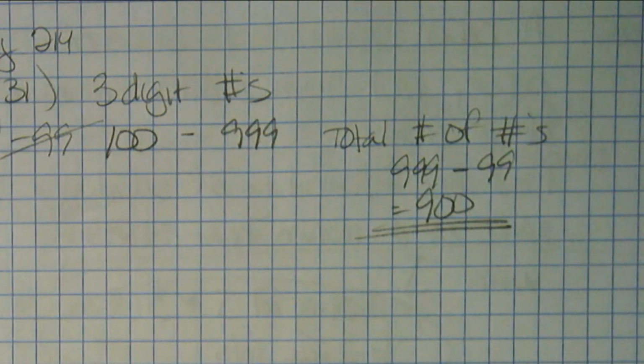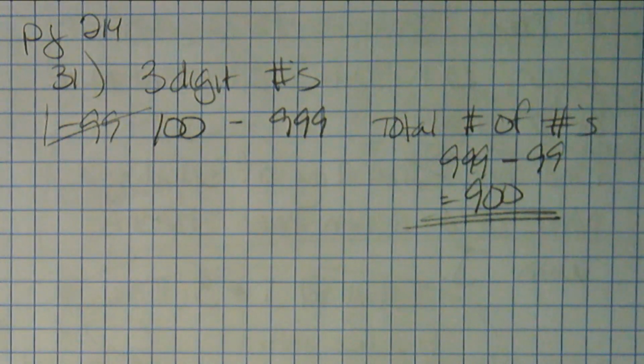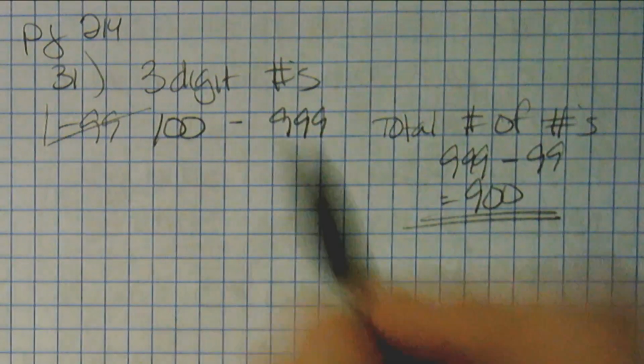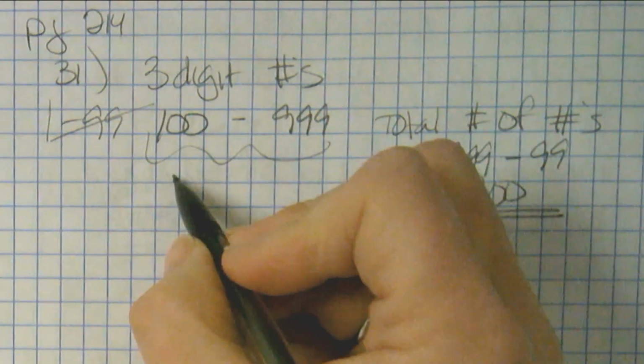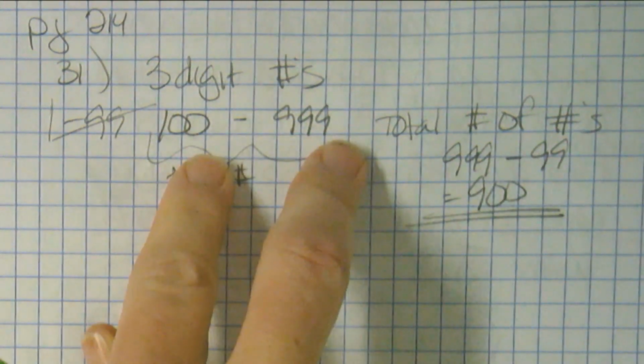Chris? What? There's more than 99 what numbers? I'm not talking about odd numbers. I'm talking about I need to figure out our total number of numbers that we have that are 3-digit numbers. I need to know how many there are. I need a total number of how many I have here.